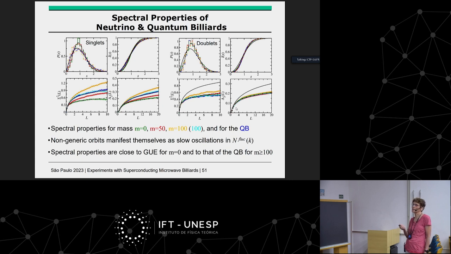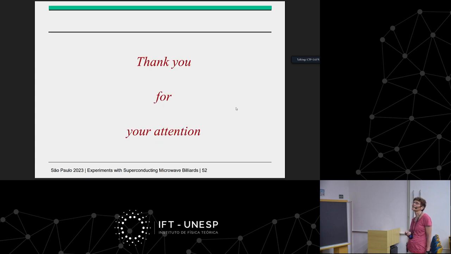You can extract them, and then you get a good agreement with GOE. The turquoise line shows the results after extraction of these bouncing ball orbits. This is similar here too. For the relativistic neutrino billiard, you only get agreement with the graphene billiard for sufficiently large masses. And with this, I now finish. Thank you for your attention.